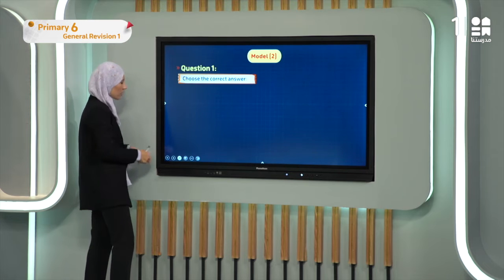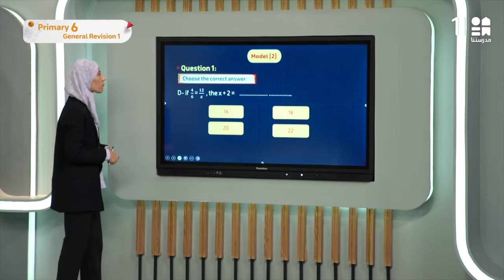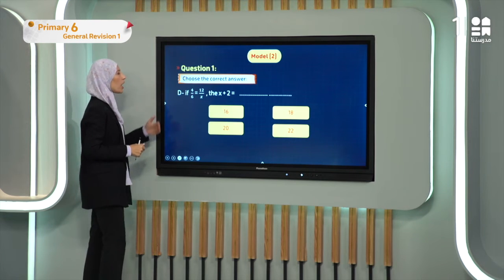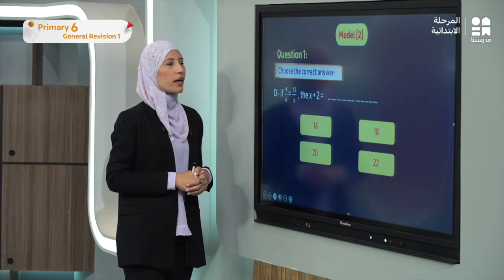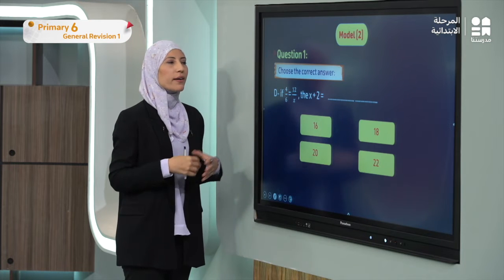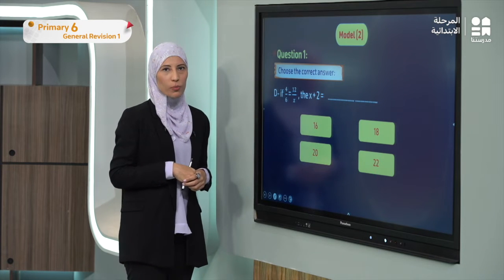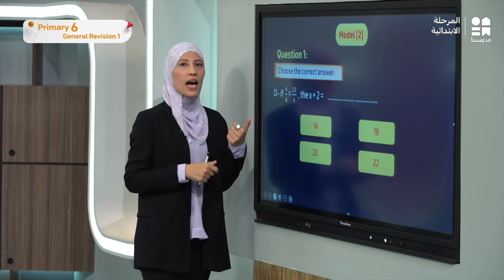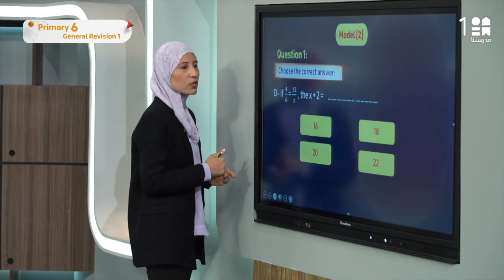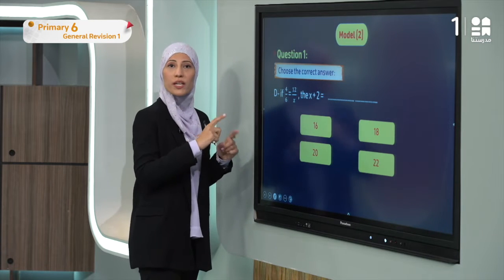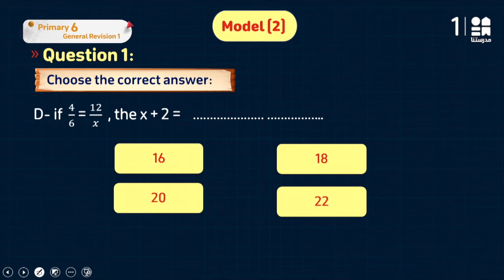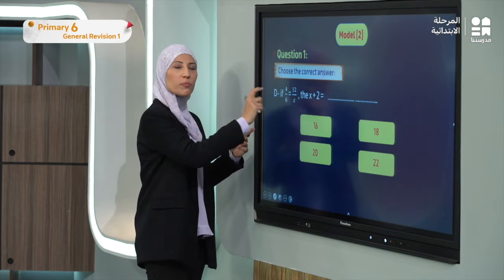Let's see the second one. I have 4 out of 6 equals 12 out of x. x plus 2 equals how many? First I will find x. How can I find x? By using cross multiplication or by using the relation. 4 becomes 12 by multiplying by 3, so 6 times 3 gives me the missing number. 6 times 3 equals 18. So I can find it by the relation.